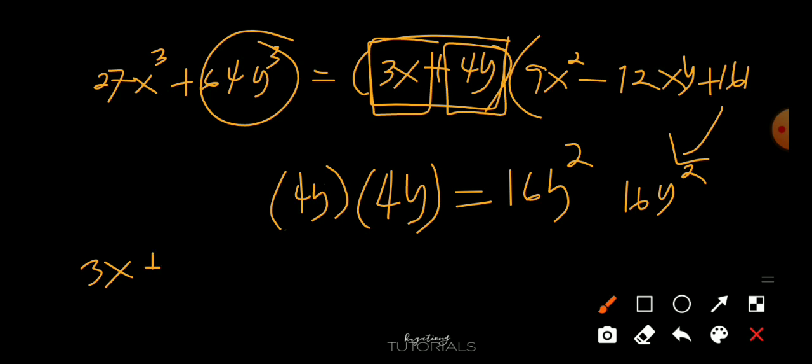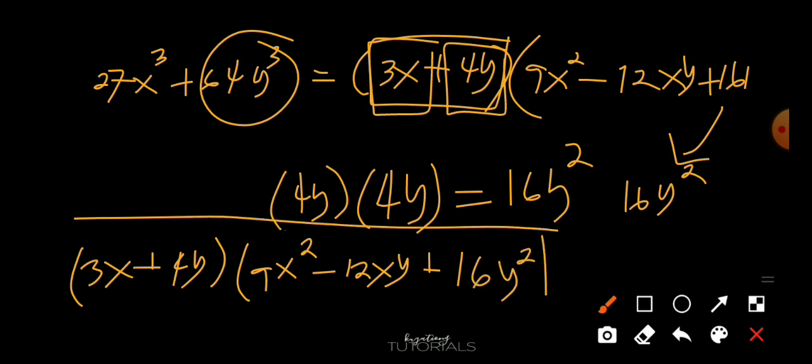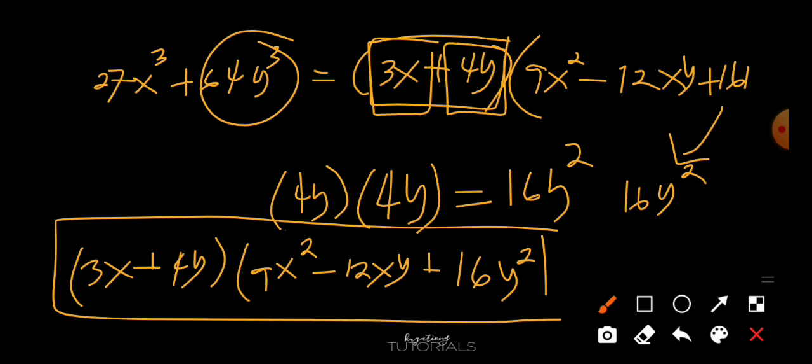So our final answer is the quantity 3x plus 4y times 9x squared minus 12xy plus 16y squared. Okay, so that is our final answer. Now, we go to the difference of two cubes.